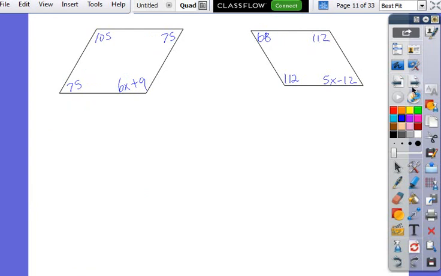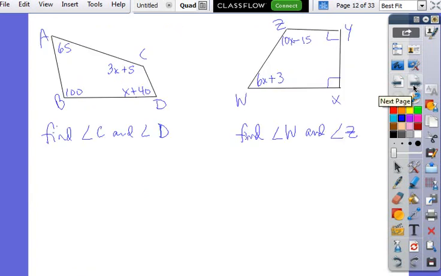All right, now on these, it says find the angles. Well, what do we have to find first before we can find the angles?